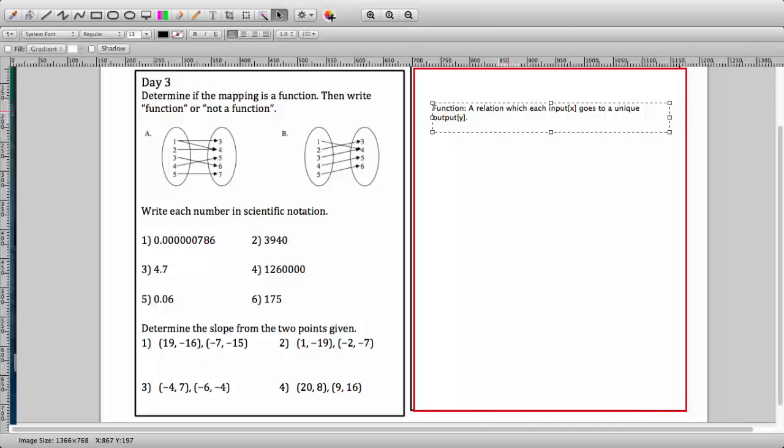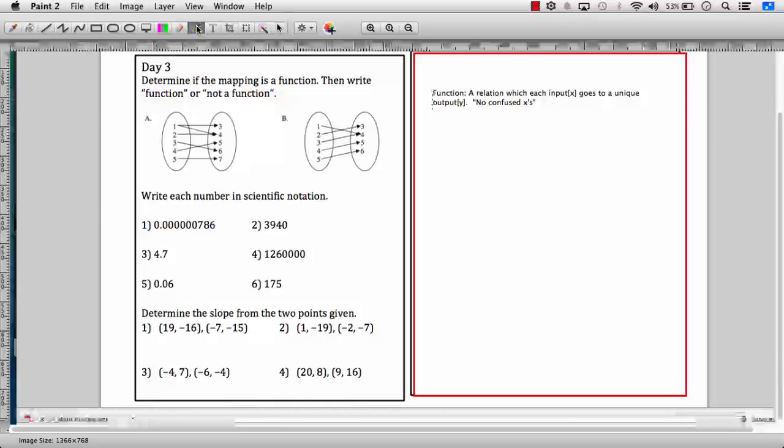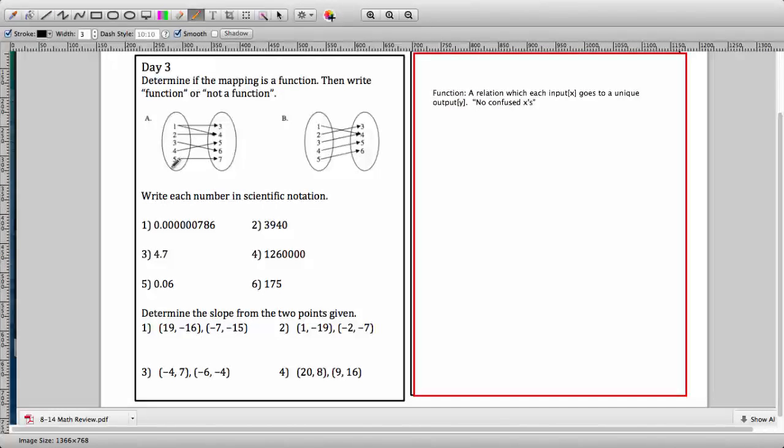And we remembered this phrase, no confused x's. That is, every x must know where it's going to. One x cannot go to more than one y. So I'm looking at these two mappings. We have one pairing with 3 and one pairing with 4. You can see that indeed one is confused here. That one is pairing with two different ones. So our A here, not a function.